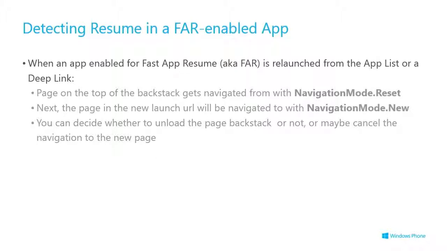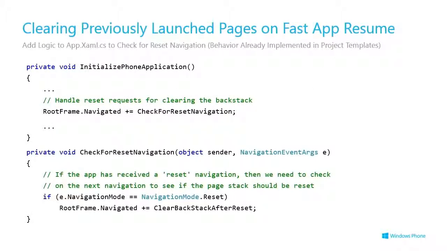First of all, you can detect a fast resume, because it comes up with a new navigation mode. We saw NavigationMode.Forward and NavigationMode.Back before. There's a new one called Reset, which you can look for and know you're being fast application resumed. And the actual project templates already have code in there to look for this. This is code taken from App.xaml.cs, so you can look at this yourself. Just create any new app and have a look at it.